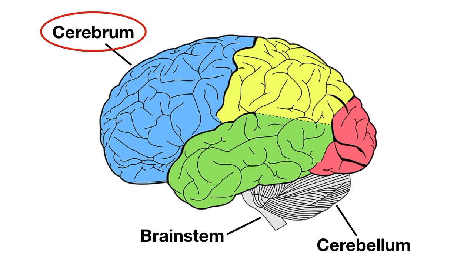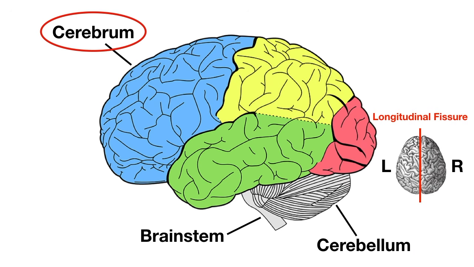The cerebrum is the largest part of the brain, and it's divided into the right and left hemisphere. The deep groove that divides the two hemispheres is known as the longitudinal fissure. And the two hemispheres are connected by what's called the corpus callosum, and this is how the two hemispheres can interact and communicate with each other. We'll see some more pictures of the corpus callosum later on in this video.